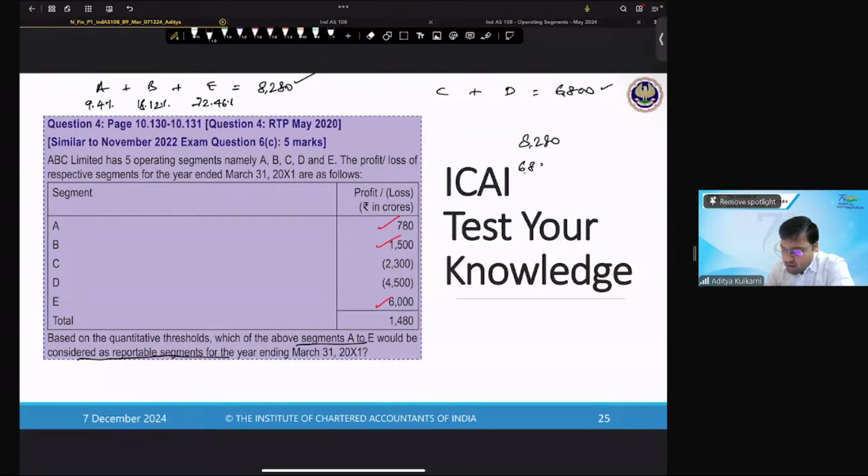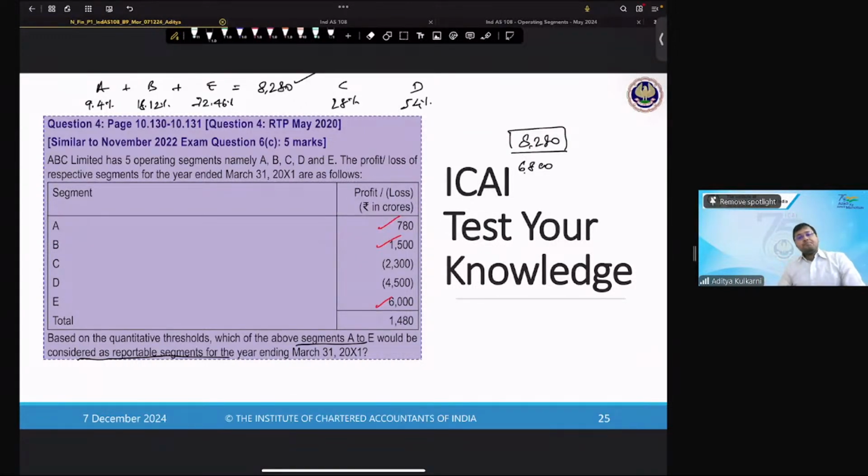So my total reported profit is 8280. Total reported loss is 6800 in absolute terms. Greater of the two is 8280. And therefore, C and D will be compared as a percentage of 8280. So 2300 divided by 8280 comes to 28%. Did you follow? Yes. And finally, 4500 divided by 8280. So this comes to 54%. Did everyone understand this? Yes, sir.